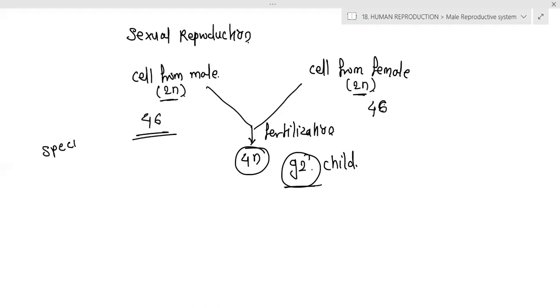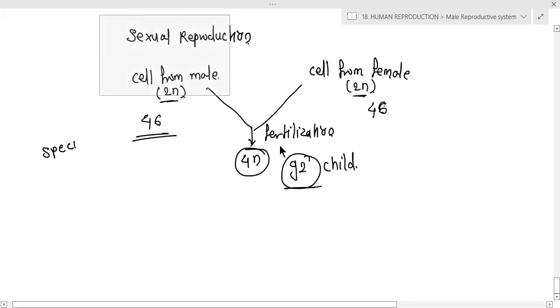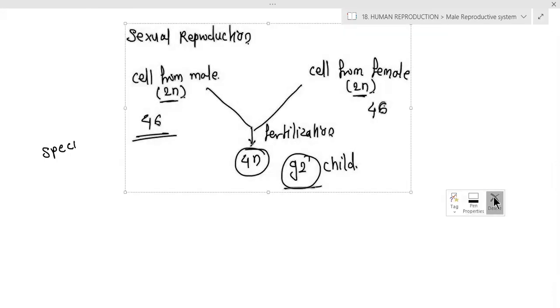Understanding? And suppose this process continued every time: one child has 92 chromosomes, the next child will be 92 plus 92, correct? So on Earth, at a certain point, there won't be anything other than DNA, correct? There won't be any place. Everything will be filled with DNA, agree? So meiosis came into existence during evolution only for this purpose.